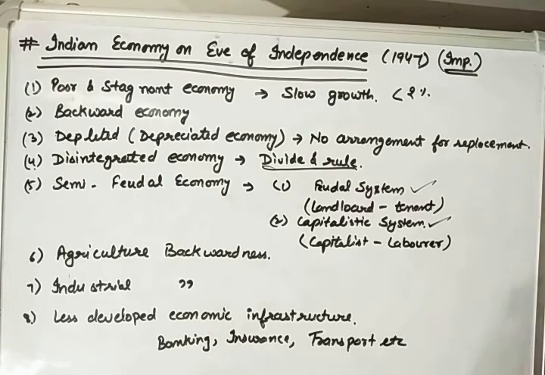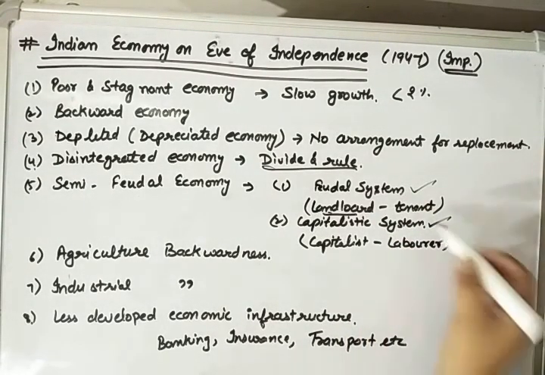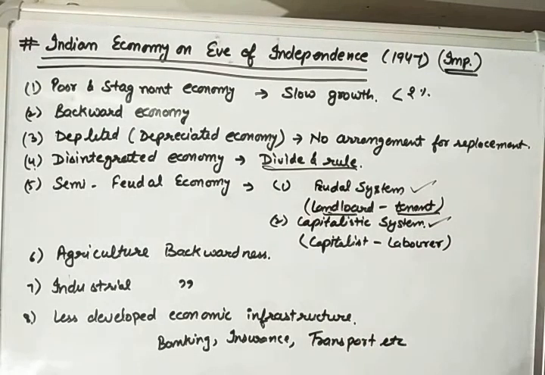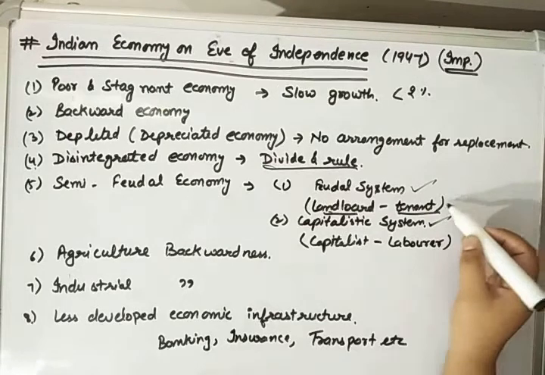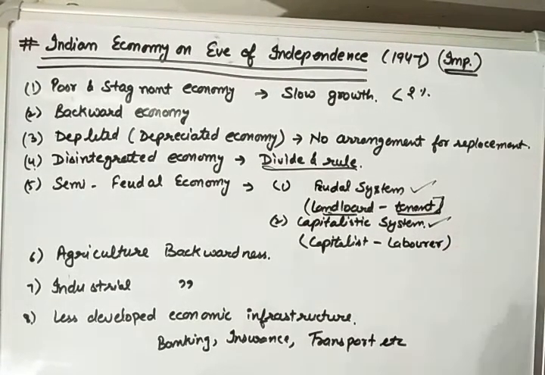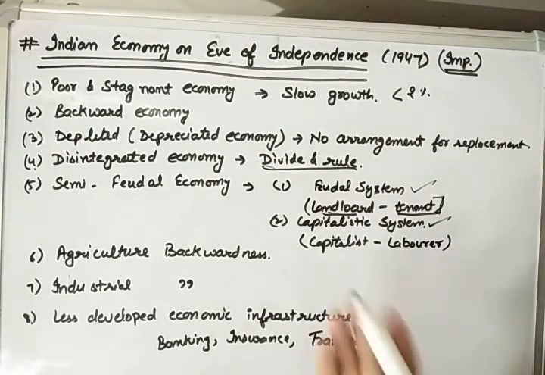Zamindari system, you all know what the landlord did: the landlord gave his land on rent to the tenants. They would grow crops on the land, and they would pay some taxes along with half the crop, or some proportion of the crop, to the landlord, and they would be left with a very small amount of crop in their hands. So that was also a type of exploitation.